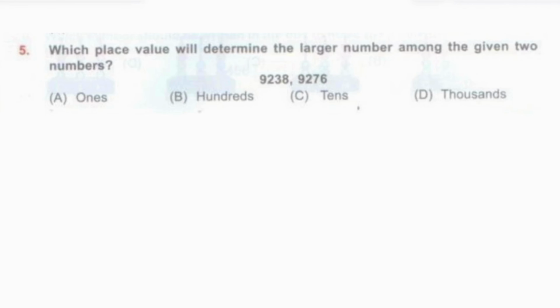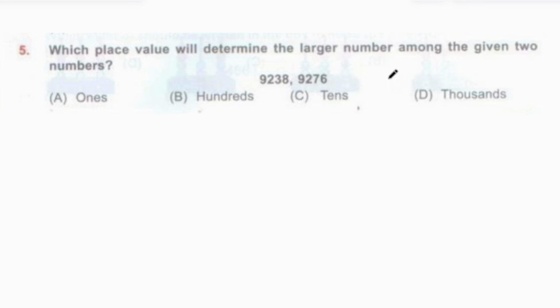Let's quickly solve question number 5. Which place value will determine the larger number among the given two numbers? The two numbers that are given are 9238 and 9276.